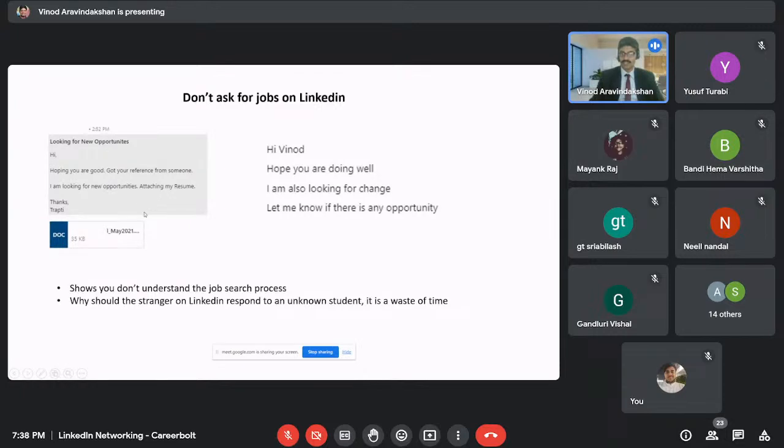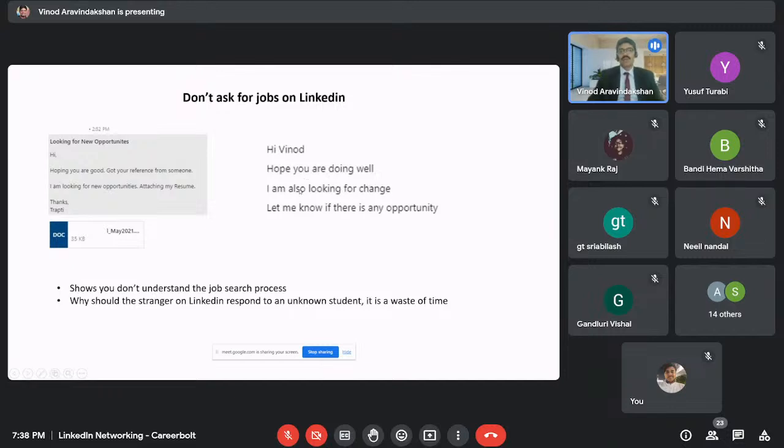This is the person who messaged me. I was absolutely shocked on seeing this because it doesn't even capture my name. It's almost like a copy paste for every recruiter out there, and it's not even customized, right? And they said got a reference from someone. I want to know who the someone is. Another person messaged me saying, "Hey Vinod, hope you're doing fine. I'm looking for a change. You let me know if there is any opportunity." Okay, so this at least has my name, but nothing else beyond that.